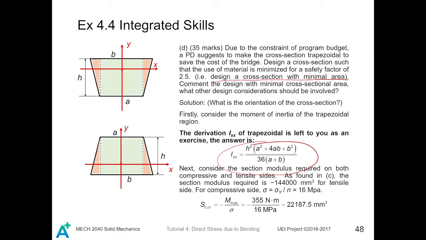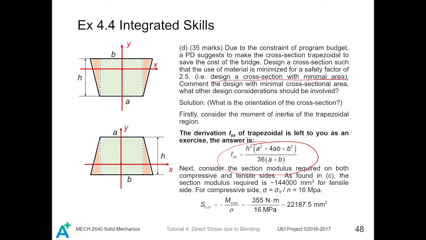Because the steps of derivation are too complicated, it is left to you as an exercise in the practice problem set. Next, consider the section modulus required for both compressive and tensile sides. Just now we found the section modulus required for the tensile side. So now let's find the section modulus of the compressive side. Notice that the yield stress of the compressive side is 40 MPa.